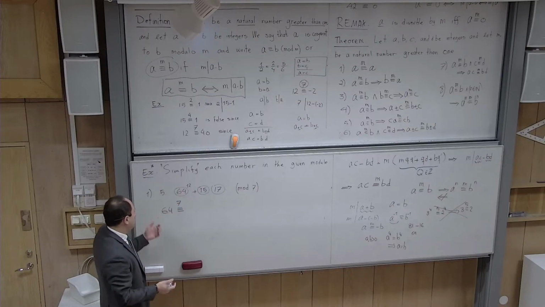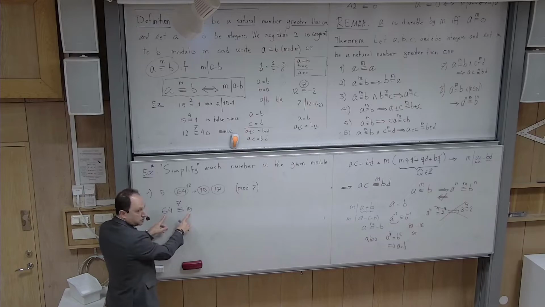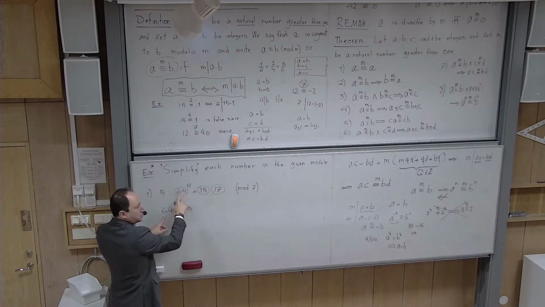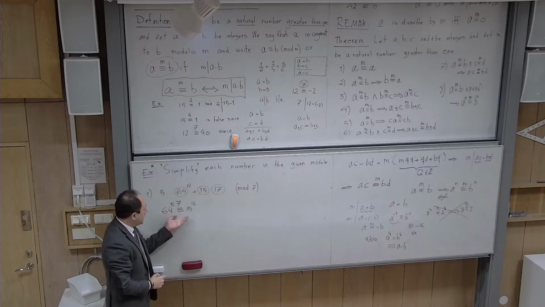But for example, 64 is congruent to 15. Is that a true statement or a false statement? 64 minus 15 is 49, and 49 is divisible by 7. And then I want to use the last part of that theorem. I can raise it to power 12, but the price that I have to pay is to raise the right-hand side to power 12 as well. Is it a true statement or a false statement? It is a true statement.